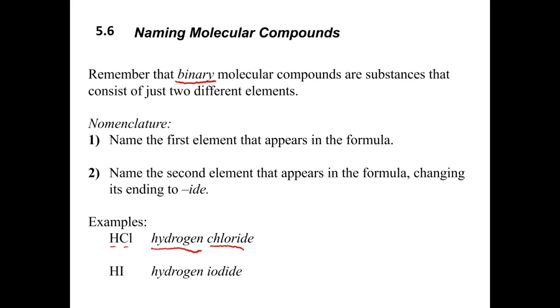Then we have HI, hydrogen iodide. This is also known as hydrochloric acid, more specifically. But for now, that's not what we're talking about. That would be if we're talking about naming acids. If we're just going to name it according to this nomenclature, we would name it hydrogen, chlorine, change the ending to IDE. Same with the other one.